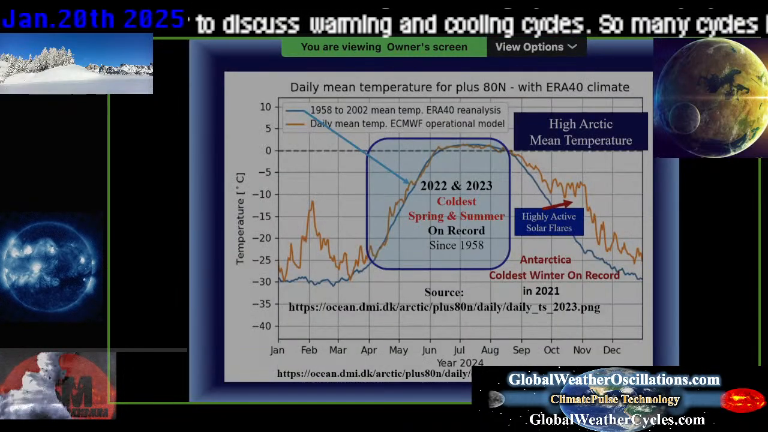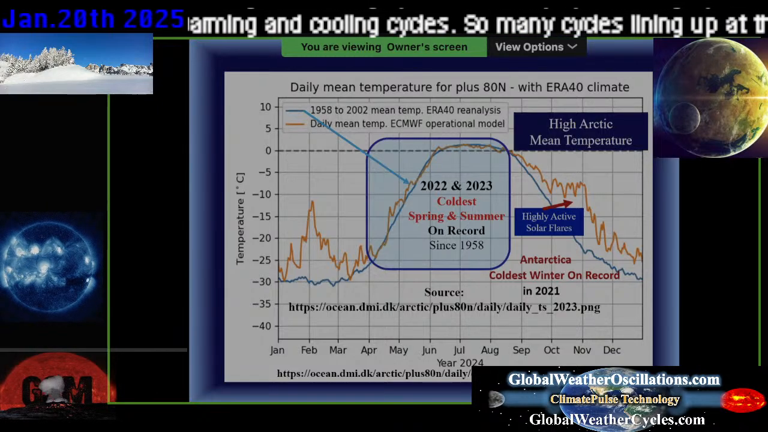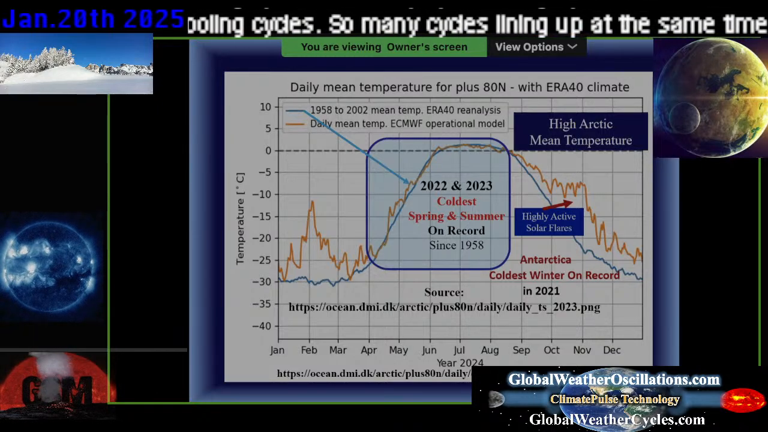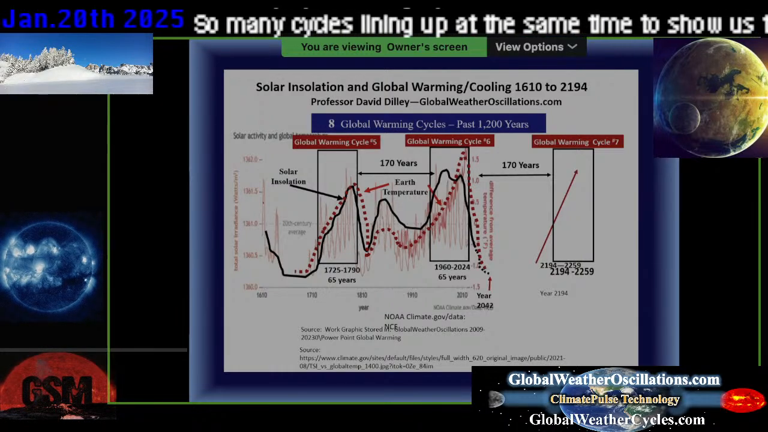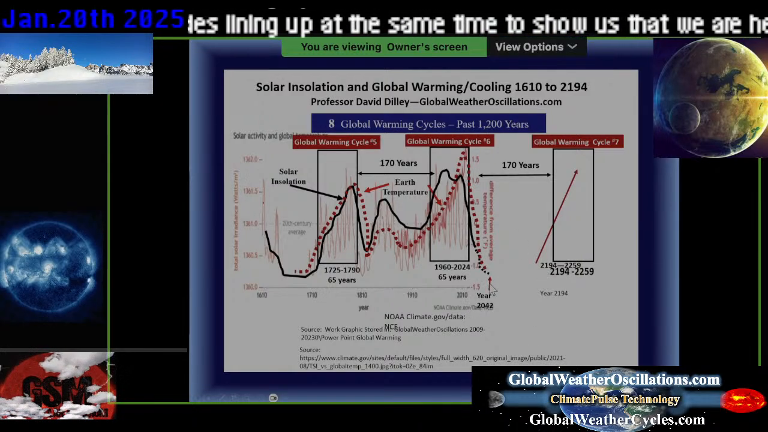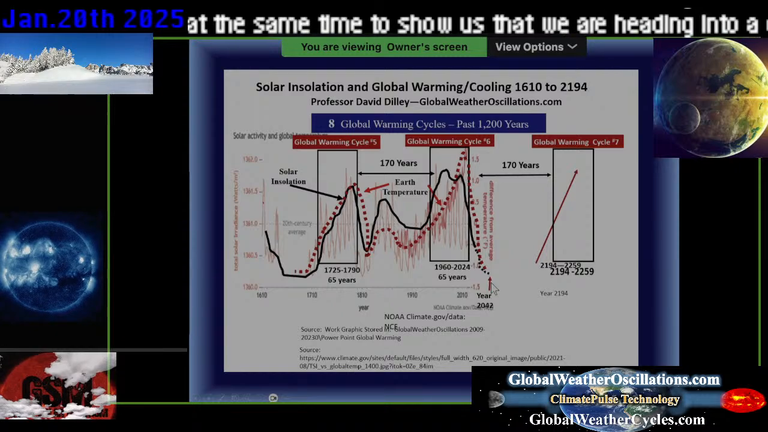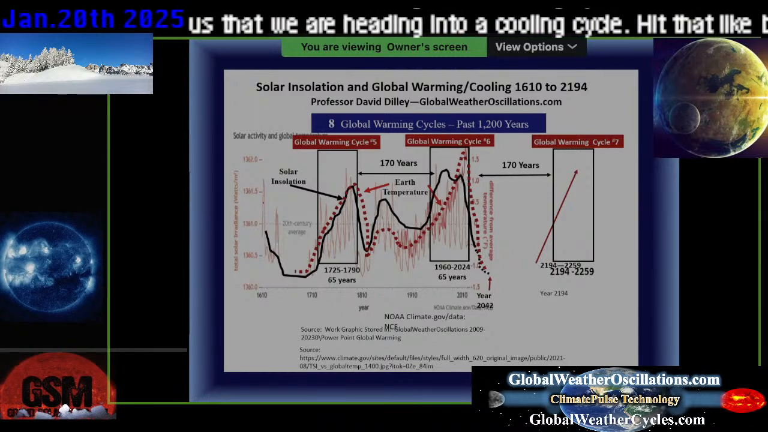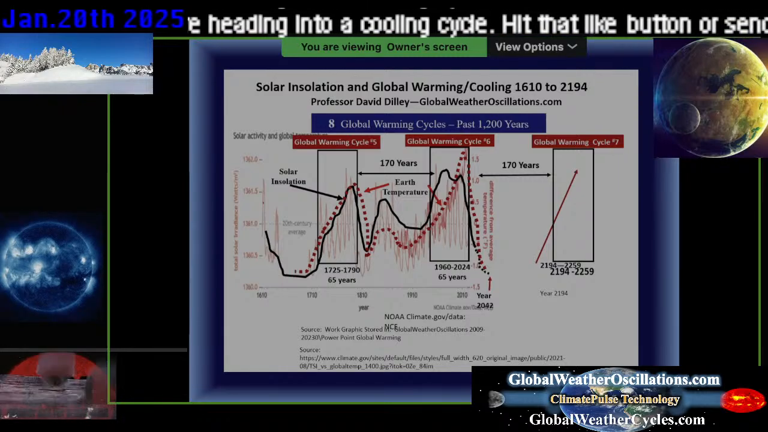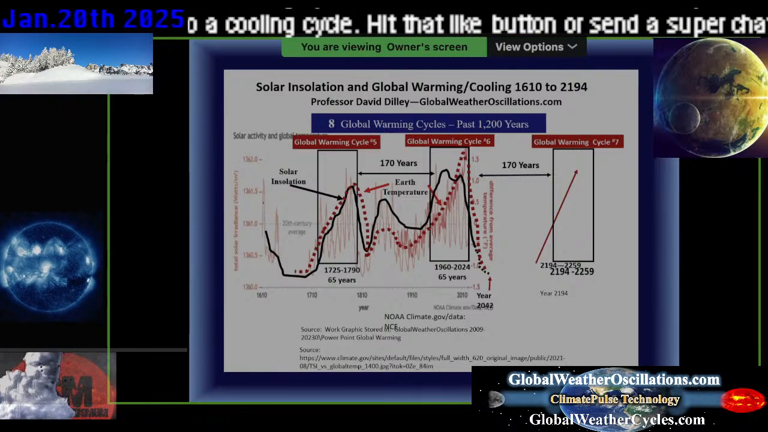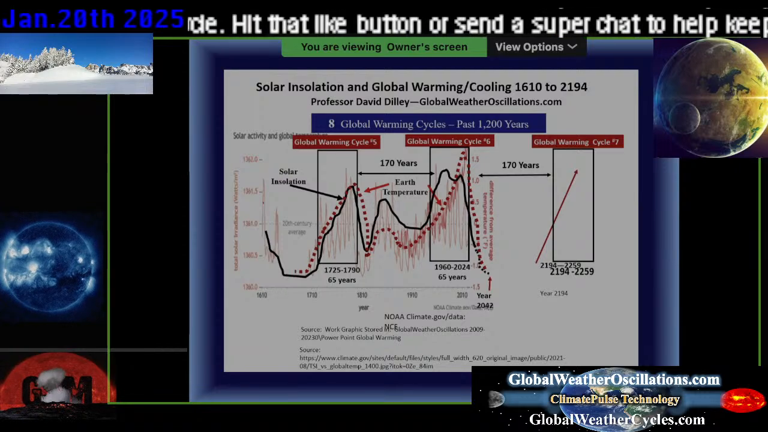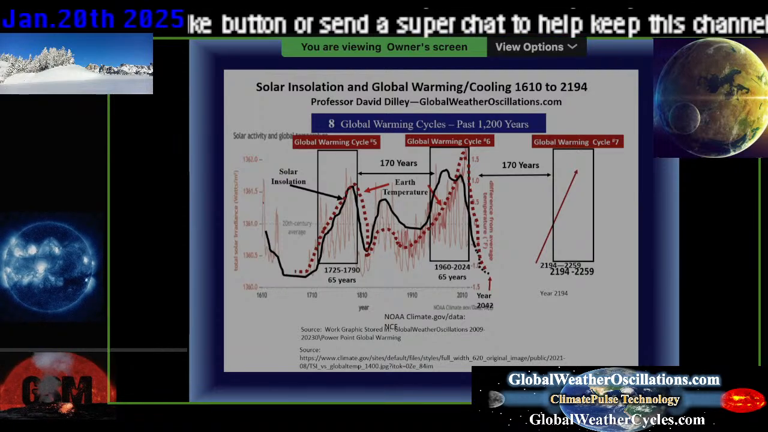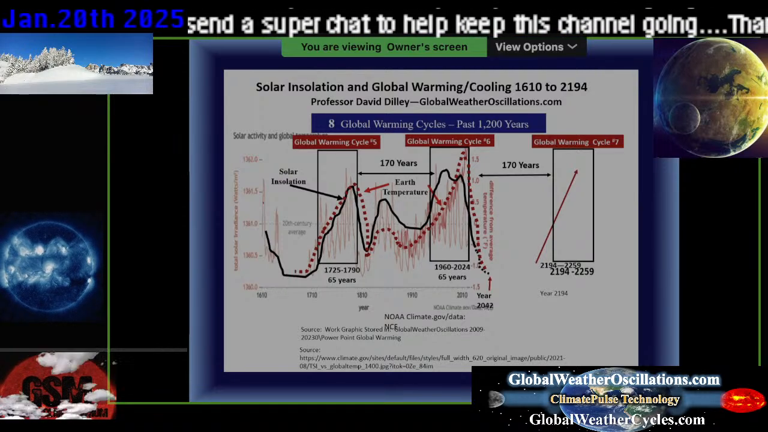Yeah, it looks like your chart has us starting the deep part of the cooling in the 2040s, which during the 2030s, we're going to see that decline all the way down in temperatures across the globe. So this is just blowing my mind how many cycles are matching up, and they're all saying the same thing. Go ahead, David. I'm sorry. They are. Everything is matching up, and I'm even going to show you something else that will match up here in a minute.